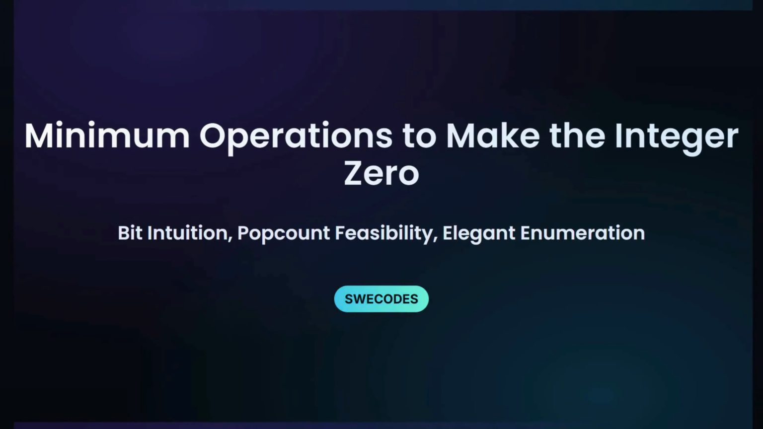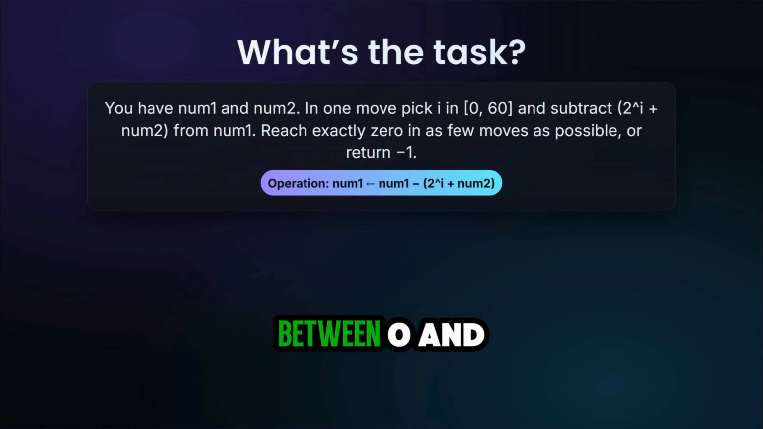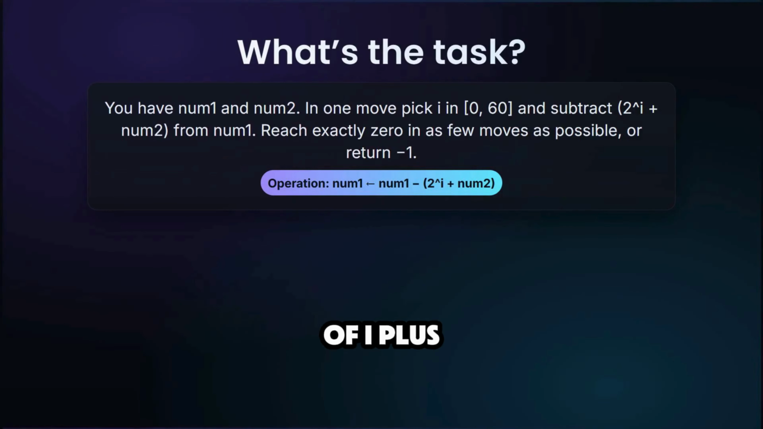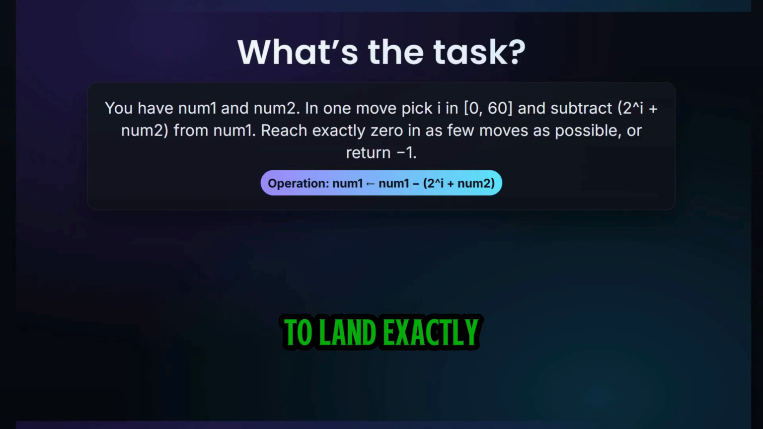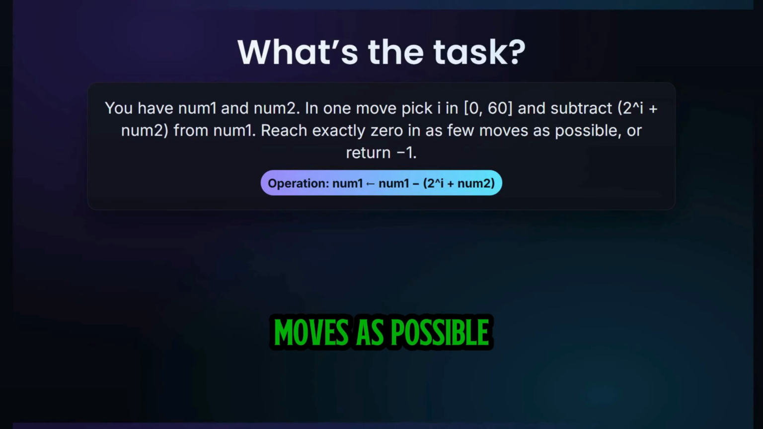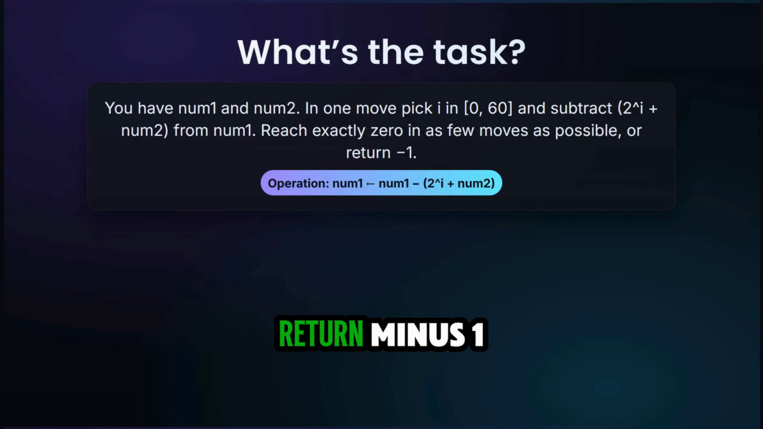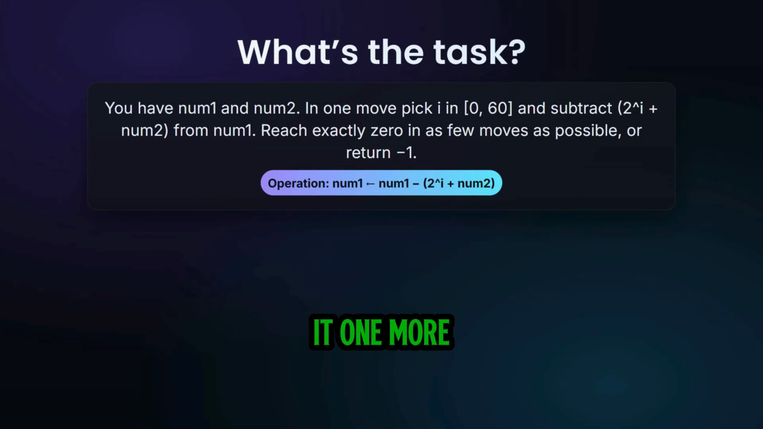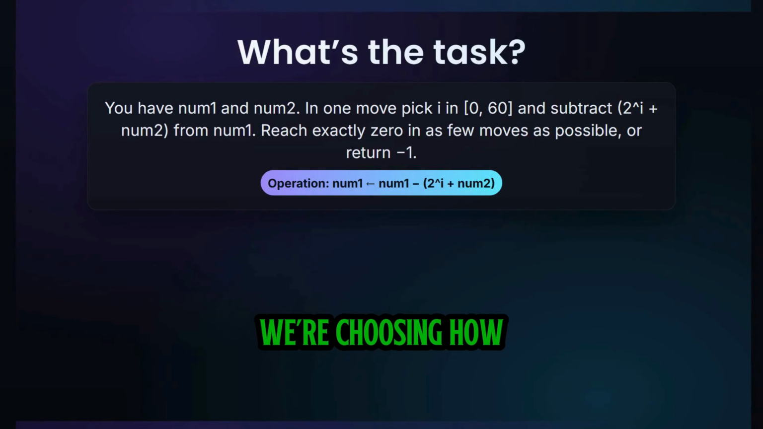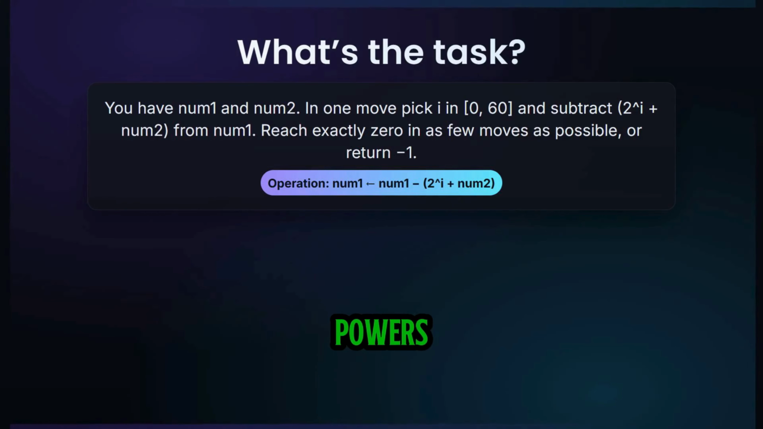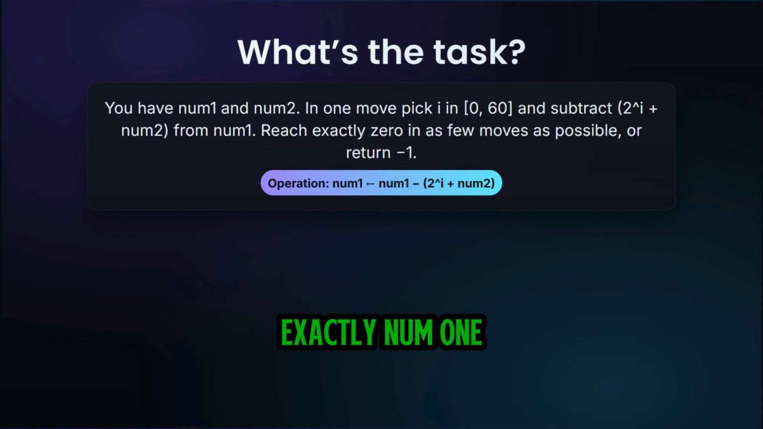What's the core idea? You're given two integers, num1 and num2. One move looks like this. Pick an i between 0 and 60 and subtract 2 to the power of i plus num2 from num1. Your goal is to land exactly on 0 using as few moves as possible. If it can't be done, we return -1. That's it. Let me say it one more time in an even simpler way. Every move removes a bundle that's a power of 2 plus num2. We're choosing how many bundles to use and which powers so that the total subtraction is exactly num1.